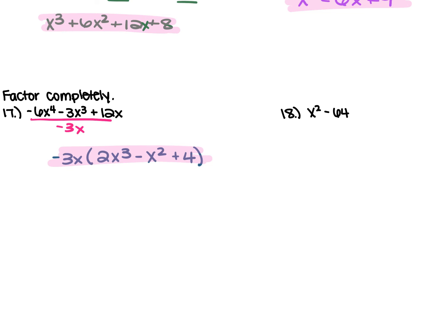For 18, you have x squared minus 64. Now this one is a binomial, so you want to ask yourself, is there a greatest common factor? If not, look at the two terms. Can you take the square root of both terms, and are they separated by subtraction? If the answer is yes to both of those questions, you can take the square root of the x squared, you can take the square root of the 64, that's x and 8. That negative tells you that it's a difference of squares, so you're going to use a minus b times a plus b, or x minus 8 times x plus 8.